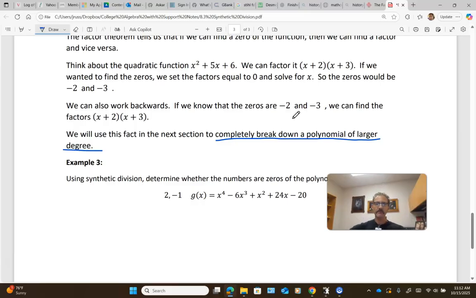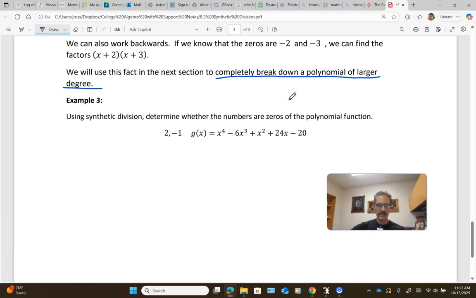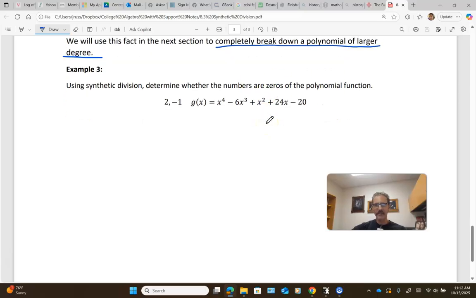Okay. All right, well, let's look at this last example. It says, using synthetic division, determine whether the numbers are zeros of the polynomial. Okay. Well, we sort of already did this in the previous example. We wanted to determine whether 2 and negative 1 are zeros. Well, one way we could do it is just graph. You just graph this polynomial to see if they're zeros. Okay, but we're actually going to use synthetic division.